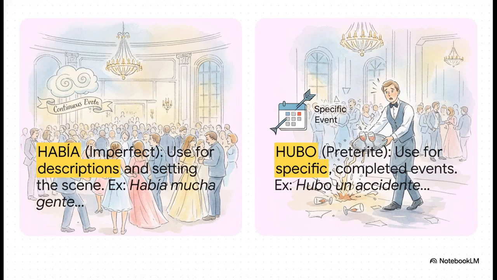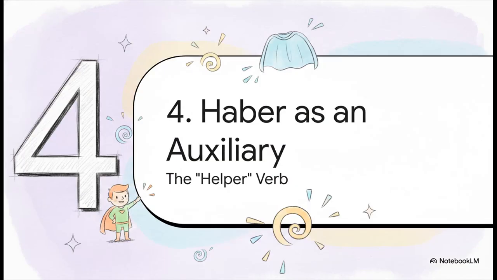Here's the key. Think of había like you're setting the scene in a movie. You're painting the background, describing what was going on. There were a lot of people at the party. It's descriptive. But hubo, that's the main event. It's like a sudden camera flash. It captures a specific, completed action. Boom! There was an accident yesterday. It happened, and it's over. Okay, everybody with me? Good.